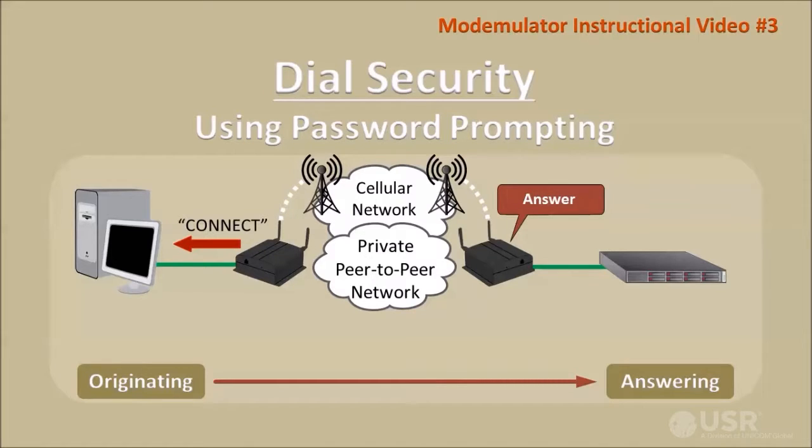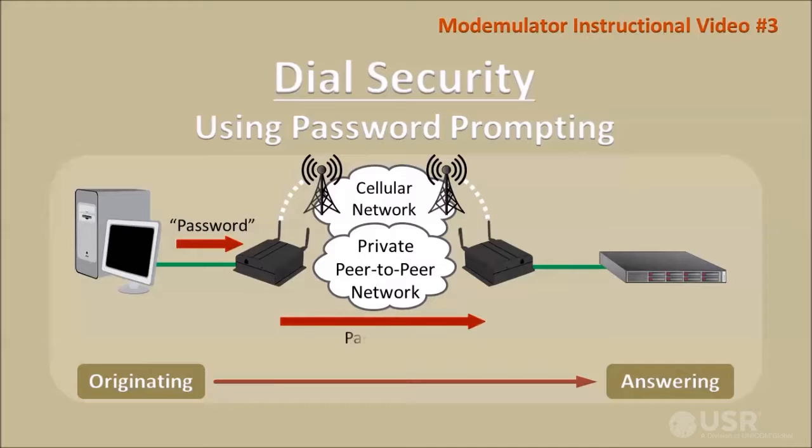With password prompting enabled, the answering modemulator answers, either manually or using auto answer, but only the originating modemulator reports the connection. The answering modemulator then sends a password prompt across the network and through the originating modemulator to the user or application at the originating end.